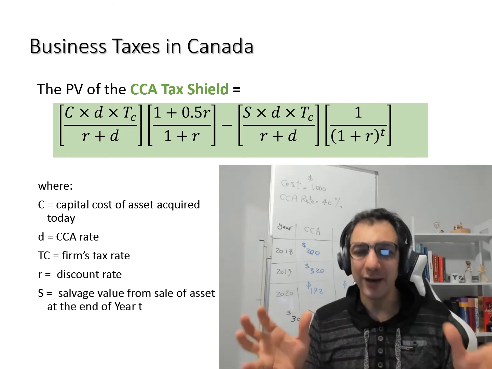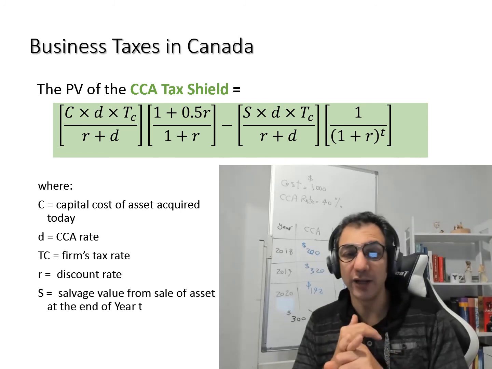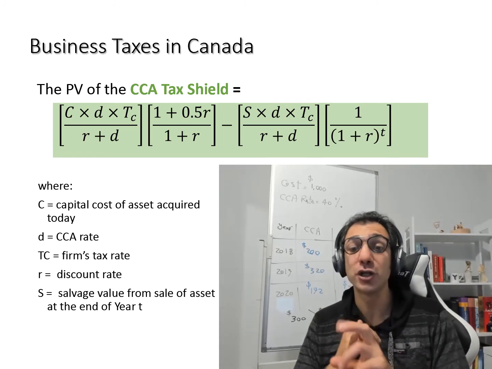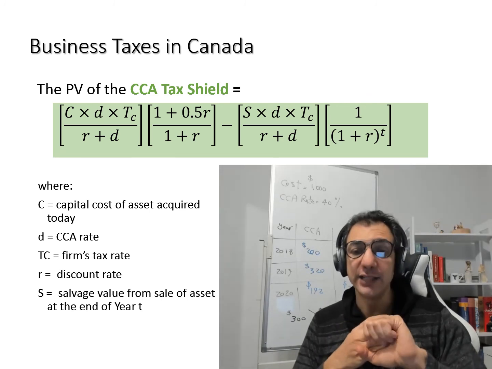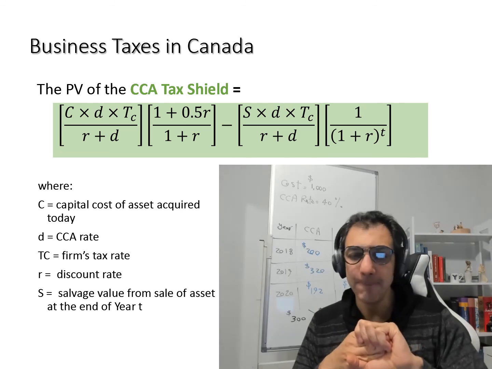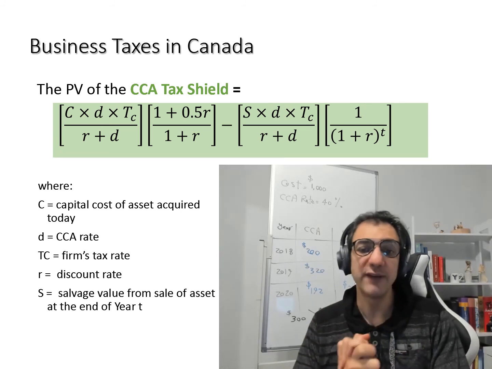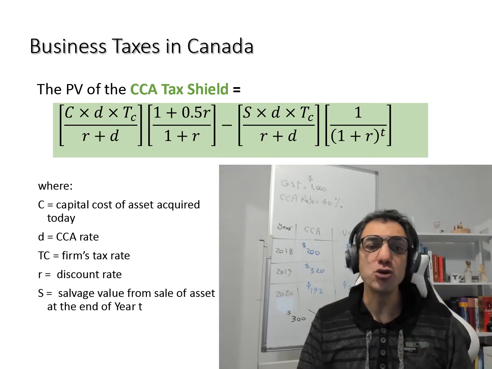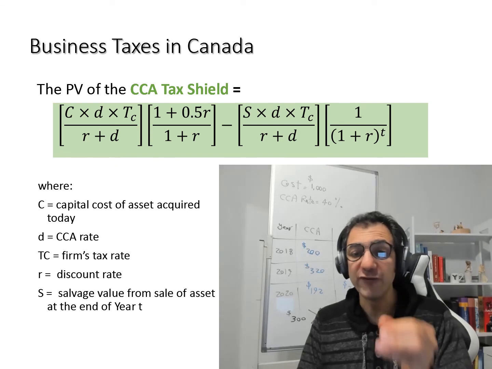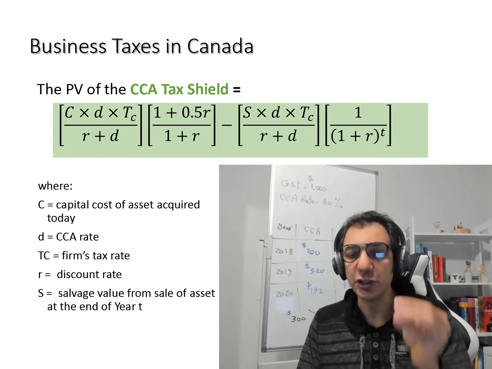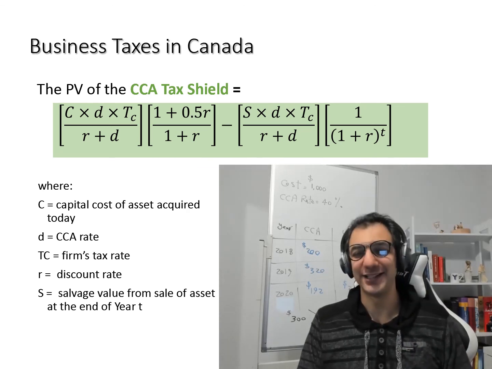It seems a bit long, but actually it's not that challenging. If you have the cost of capital, how much you paid for the asset, the CCA rate, the company's tax rate, the discount rate, and the salvage value, the residual value of the asset, you can use this formula to find the present value of the CCA tax shield. Again, it helps you to find out how much having this depreciation in your accounts helps you to save taxes.